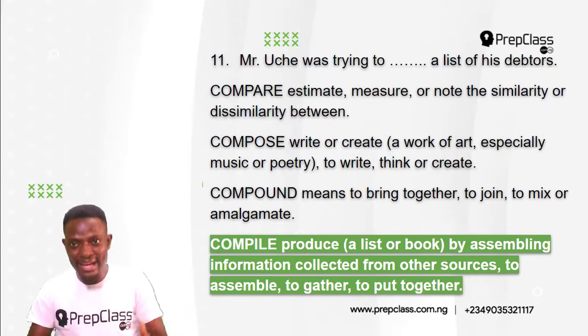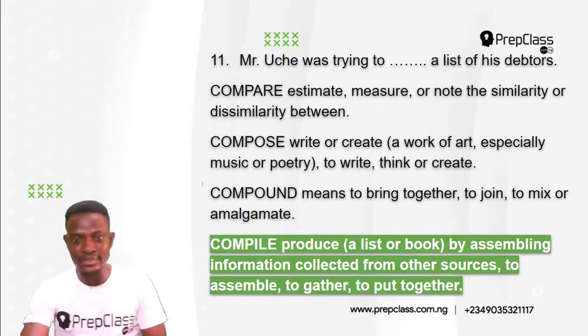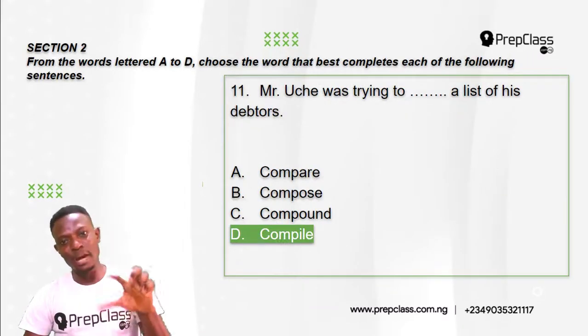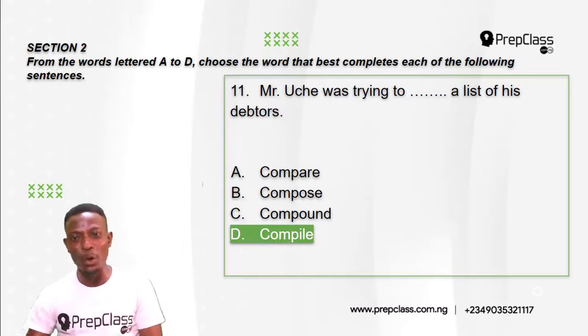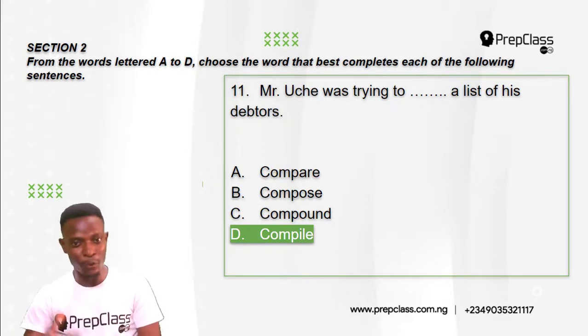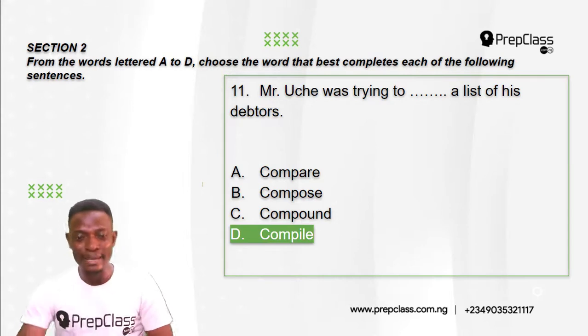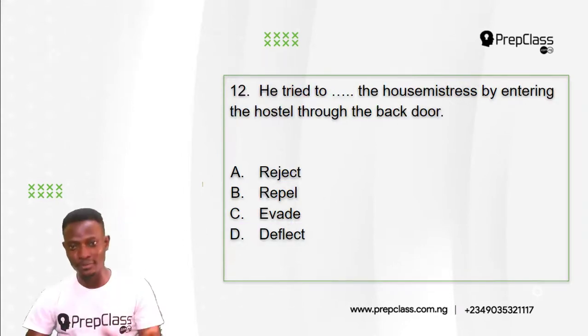He's trying to gather the list of his debtors together. He's trying to put them together in a list. So the answer is option D. Mr. Uche was trying to compile a list of his debtors. Not compare, not compose, not compound, but compile. Alright, moving on to the next question, question 12.